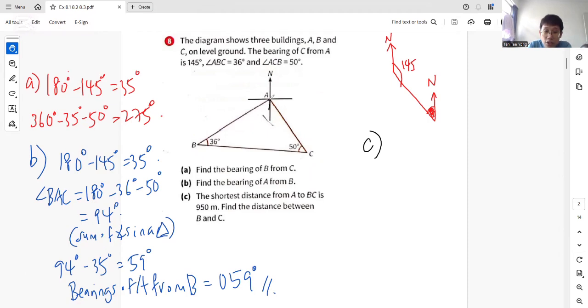Let's imagine there's a shortest distance here. The shortest distance means it will form a 90 degree angle with BC. This is what we mean by shortest distance. Find the distance between B and C. They are saying that this is 950, and they want us to find BC. So what do we do? First thing first, I'm just going to label this as X.